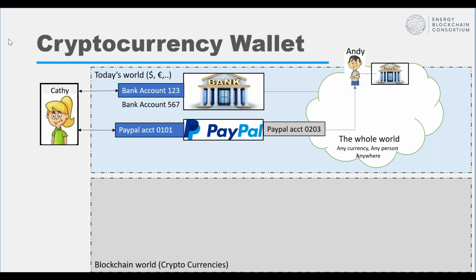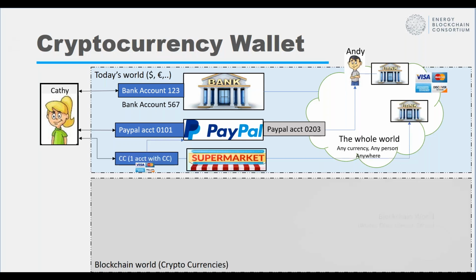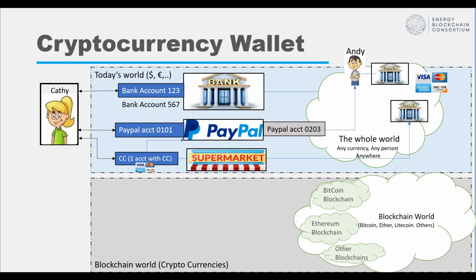She can open up a PayPal account and send the amount directly to Andy. That happens all the time. It's been happening for years now. Or she could actually use a credit card and buy something at the supermarket. Life goes on. This is how we've been working for years.